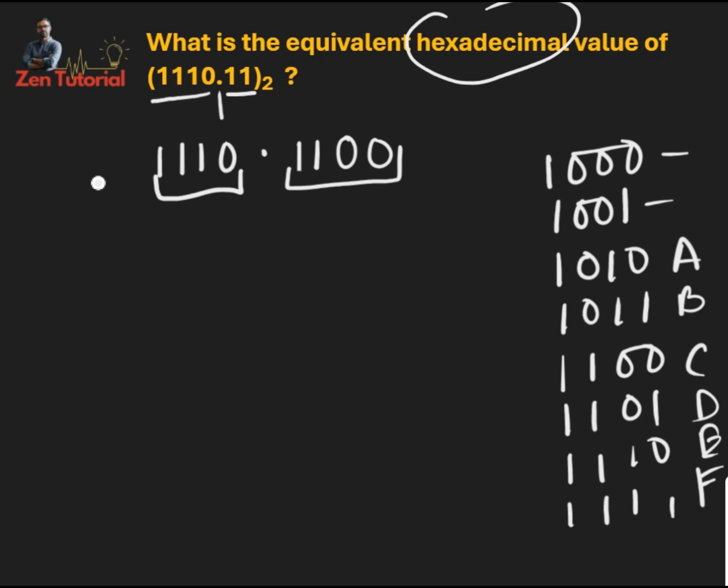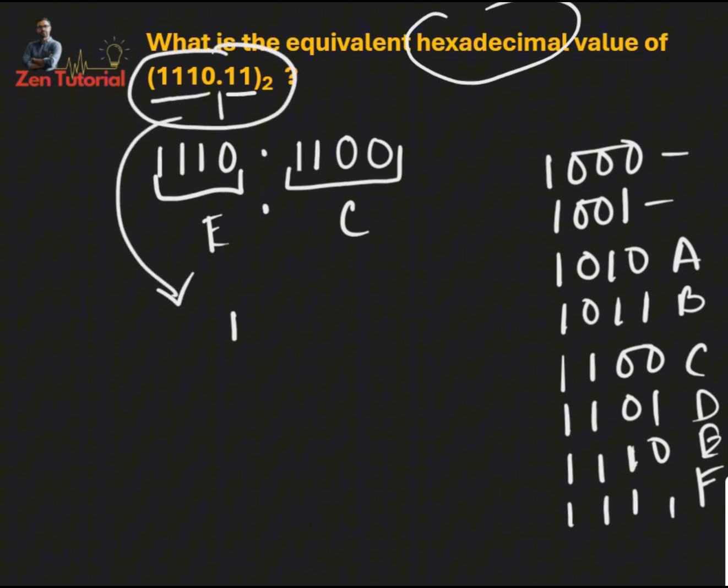So this will be C and the point, and then 1110. 1110 is E. So the final value of this binary is E point C in base 16.